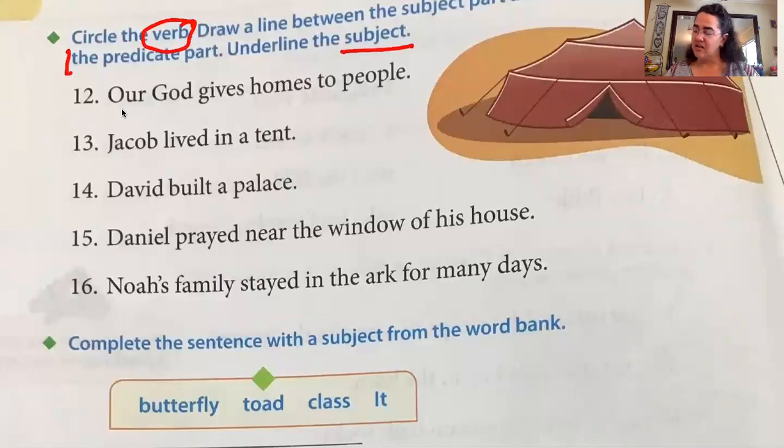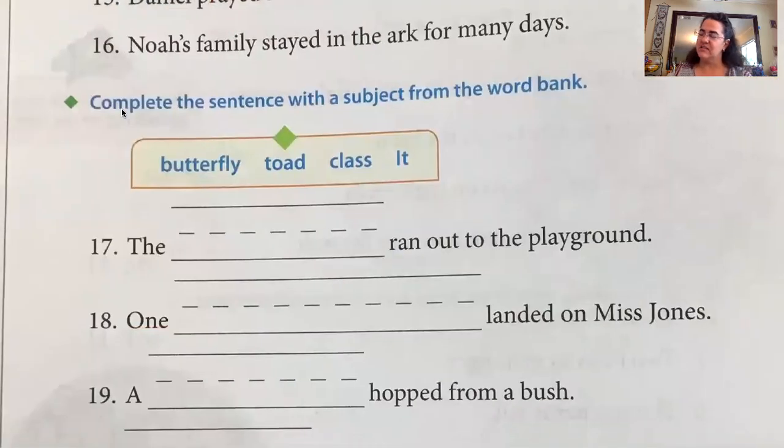So the verb in our God gives homes to people. What is the verb there? What's something you can do? Giovanni. The verb is gives. Very good. Everyone circle gives. We have to draw a line between the subject part and the predicate part. And where would we do that, Sierra? That's right, between God and gives. And we'll underline the subject. And our subject there is who? Who or what gives? God. Good job.